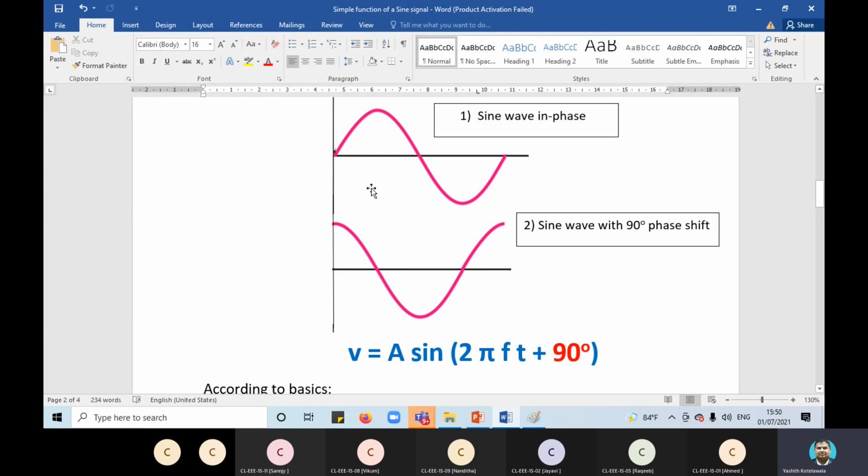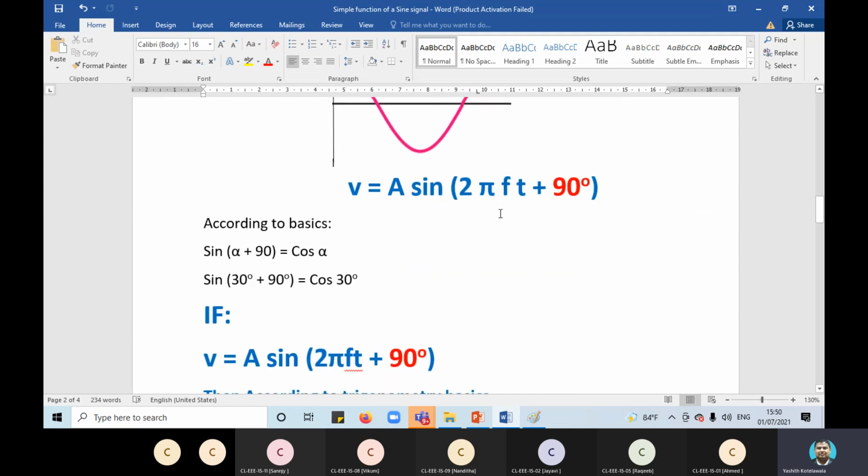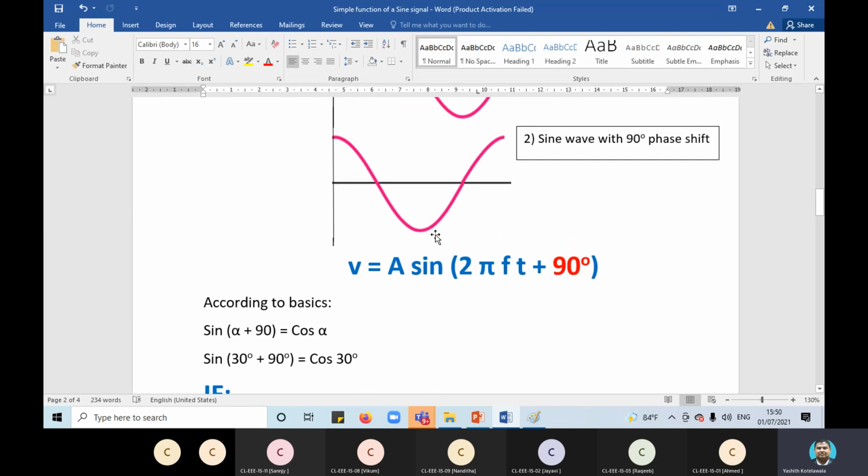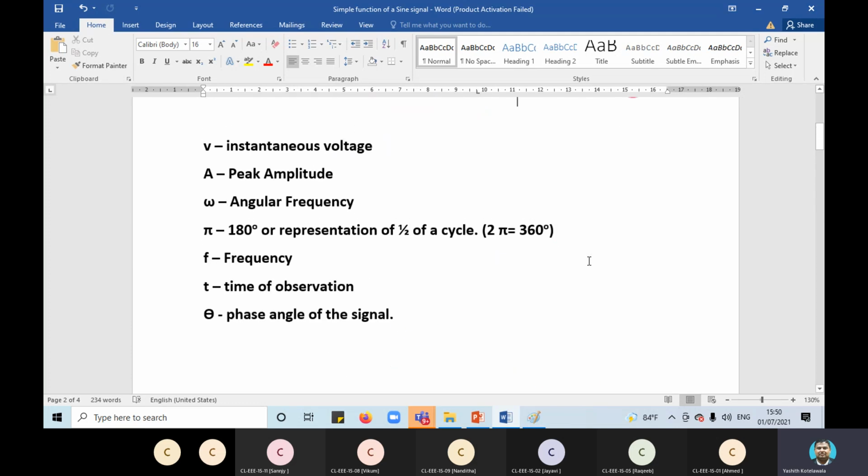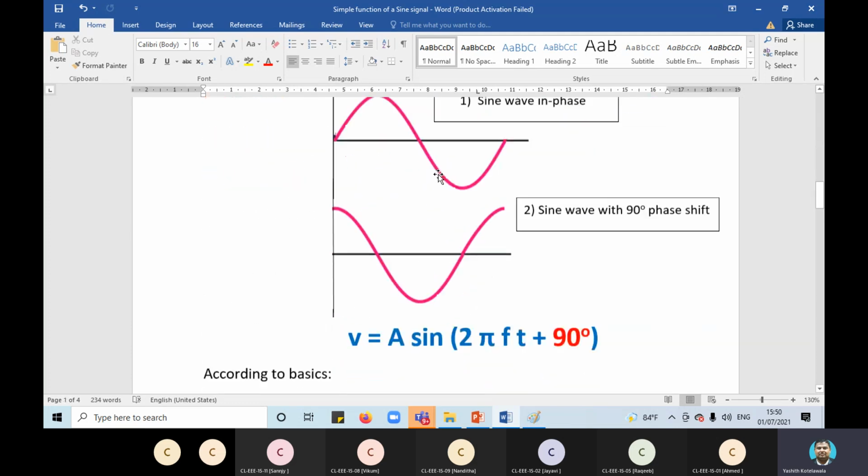Here we say this one is cosine and that one is sine. The difference is the phase angle. The starting angular position is 90 degrees. So this is in phase, this is out of phase. Having 90 degrees means the theta value will be represented by 90 degrees. The theta value you originally saw here is represented by 90 degrees.